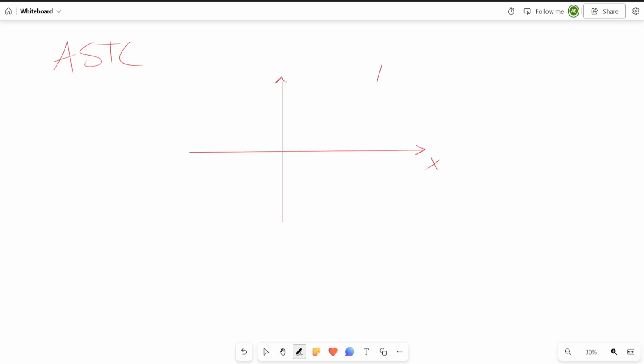So this first quadrant has a letter of A, standing for all, and I will let you know what this means in a second. The second quadrant stands for S, which means sine. This quadrant stands for T, which means tan, and this quadrant stands for C, which I think you can guess means cosine. This is X and this is Y.